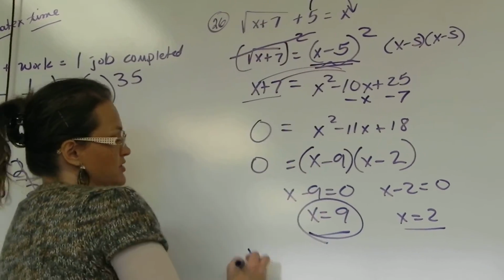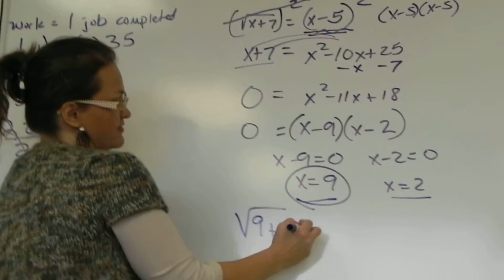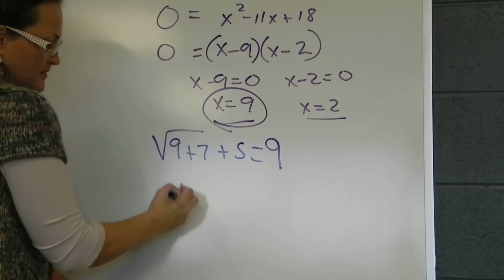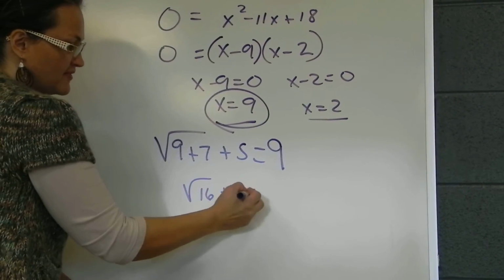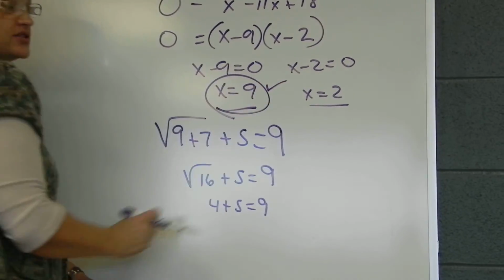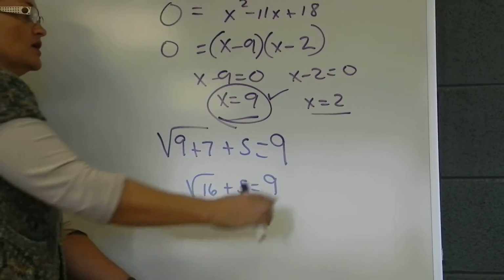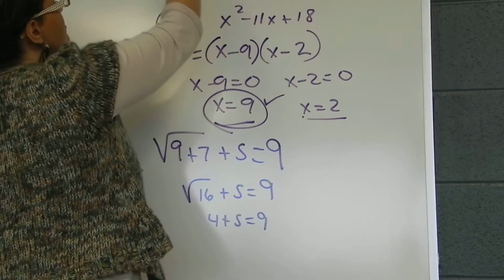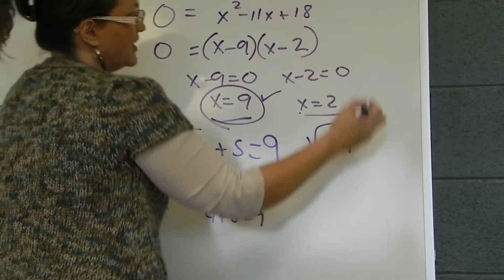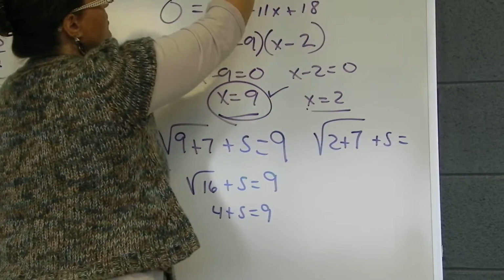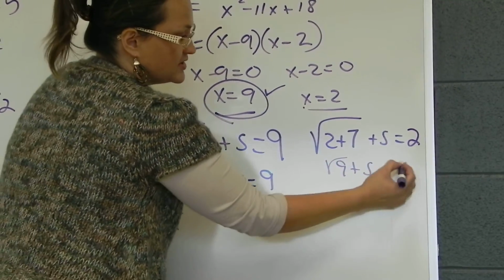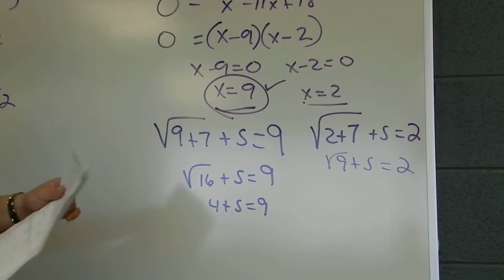So we plug it back into the original. 9 plus 7 plus 5, does that equal x, which we're plugging in as 9? The square root of 16 plus 5, that is a true statement. So that answer is verified. Now check with 2. 2 back in for the original x. 2 plus 7 plus 5. Does that equal x, which is 2? Square root of 9 plus 5 does not equal 2. You see how that just doesn't work.